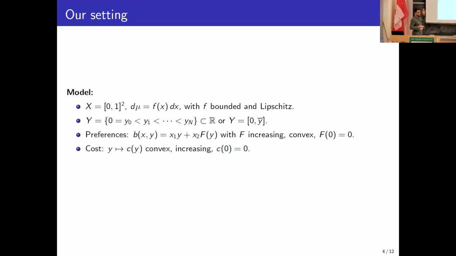So in our model, we take X to be the unit square, and mu is absolutely continuous. We take two cases for the products: it's either a finite set of product types or a continuous interval. The preference function is going to be the dot product between X and points on some increasing and convex curve of Y. And the cost is going to be convex and increasing in Y. And C of 0 is 0: it's the opt-out option, or the not-purchase option, and its cost of production is 0.